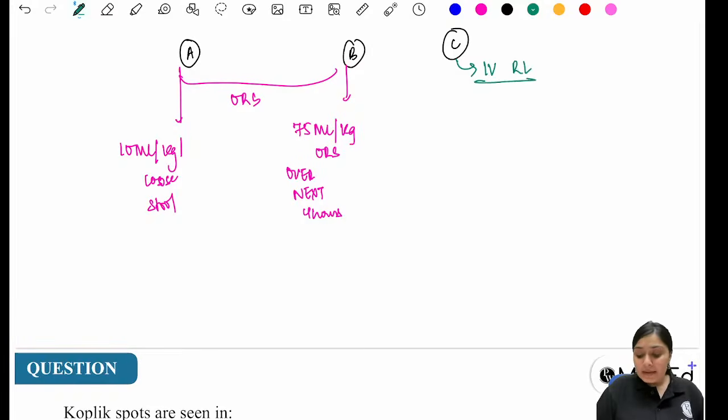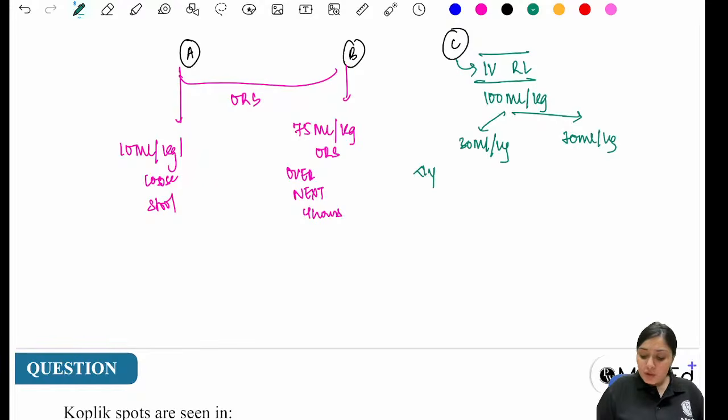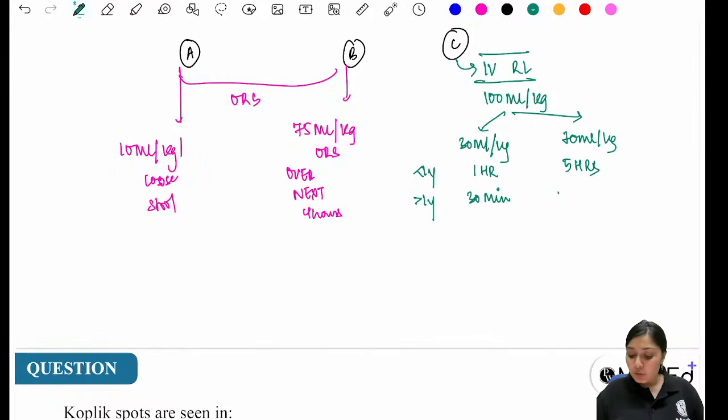We prefer ringer lactate. Here we have to give 100 ml per kg in 2 parts, 30-70. Right? 30 ml per kg, 70 ml per kg. So if the child is less than 1 year of age, you give this 30 ml per kg over 1 hour, followed by 70 ml per kg over 5 hours. If the child is above 1 year, then I can give it fast. Over 30 minutes, this 30 ml per kg, and over 2.5 hours, this 70 ml per kg. Apart from that, ongoing losses, ensuring maintenance fluid, needless to say, would be the same.